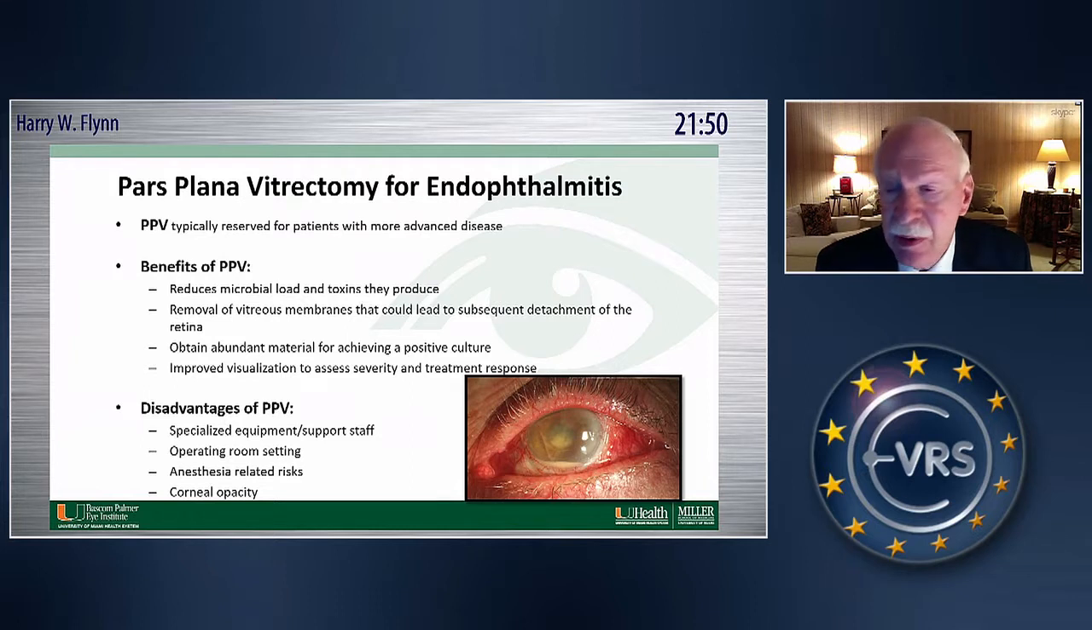What about vitrectomy? Vitrectomy is typically reserved for the more advanced cases. The benefits of vitrectomy are well known to everyone in this room, and they include the reduction of the microbial load and toxins, removal of vitreous membranes, obtaining an abundant sample for culture, and improved visualization of the posterior segment. The disadvantages of vitrectomy include the need for specialized equipment and support staff, as well as operating room setting, anesthesia-related risks, and difficulty due to opacities in the media. Next slide, please.